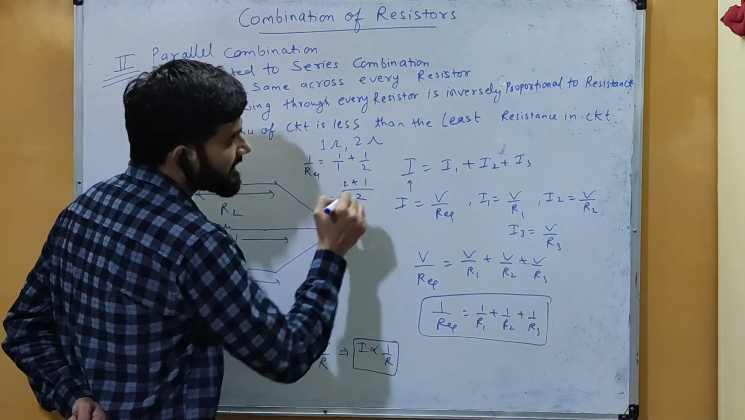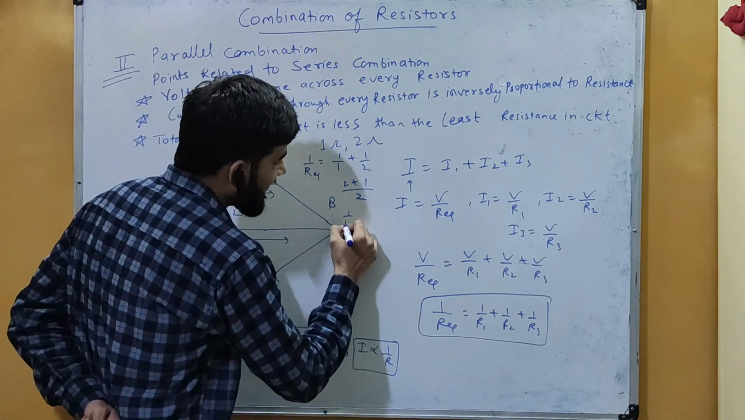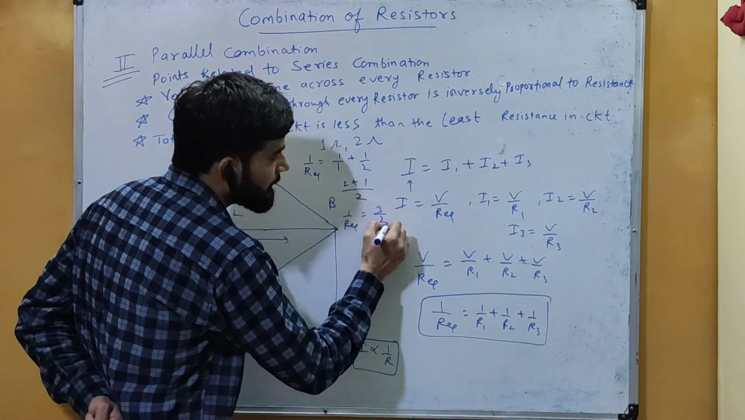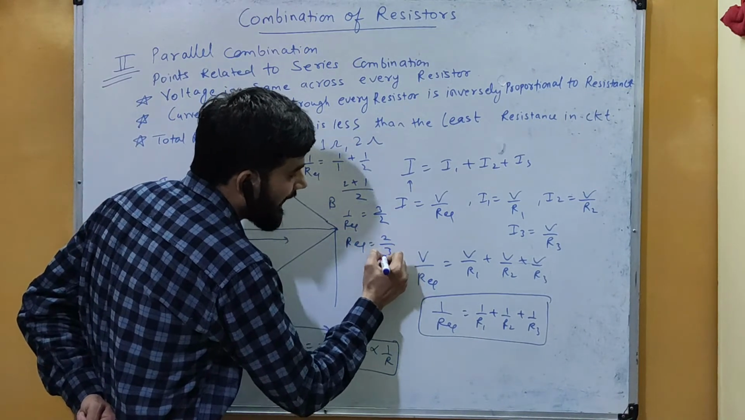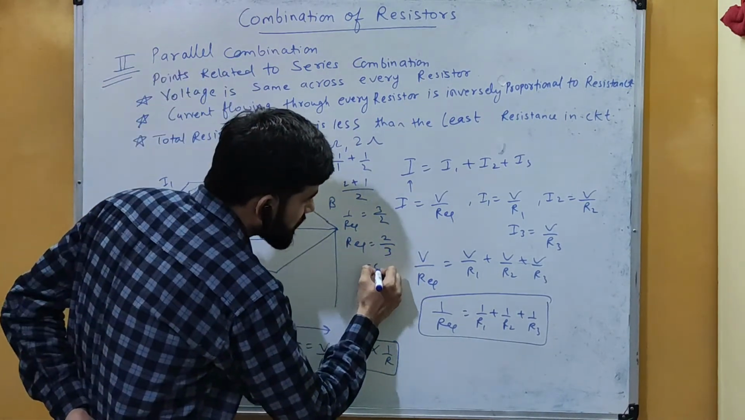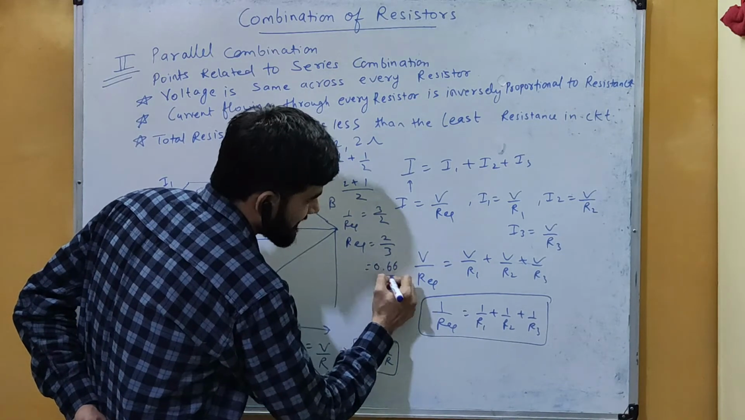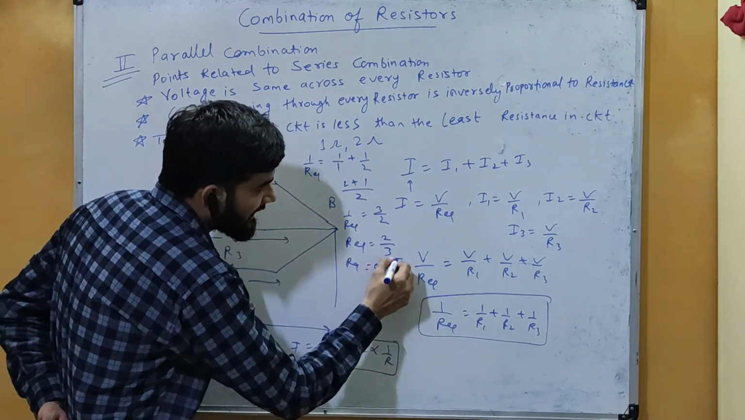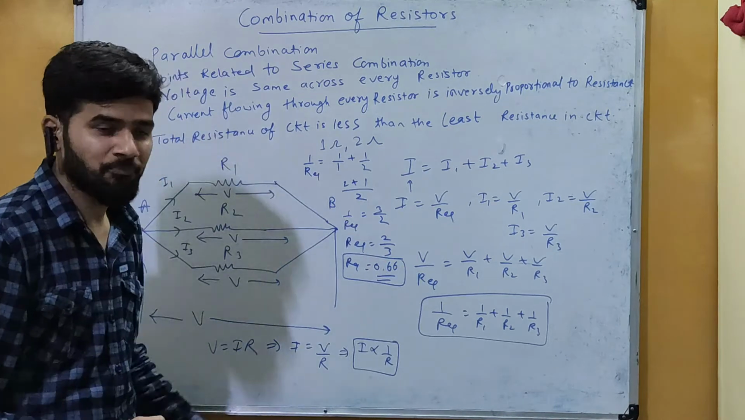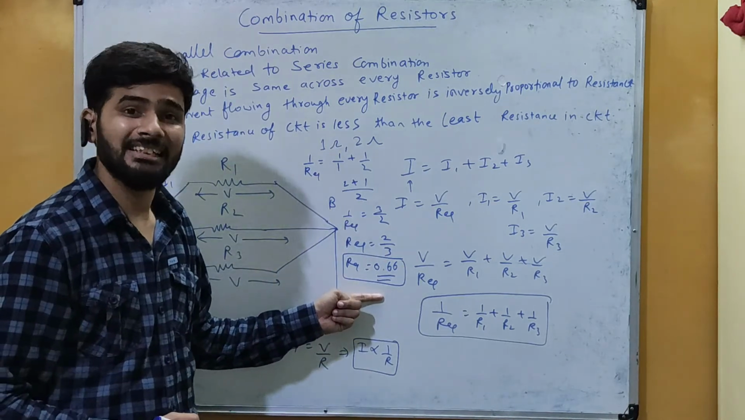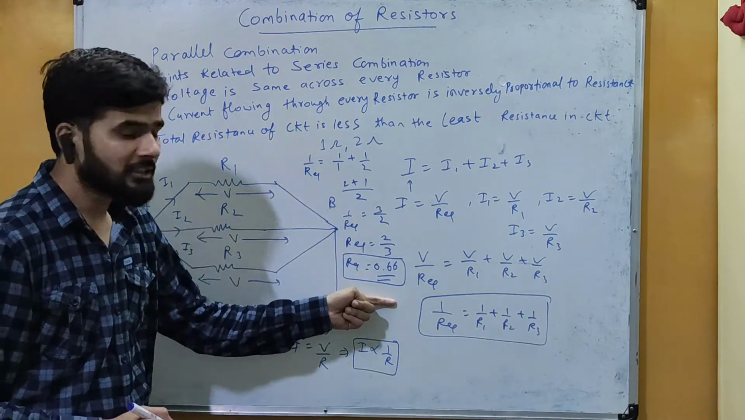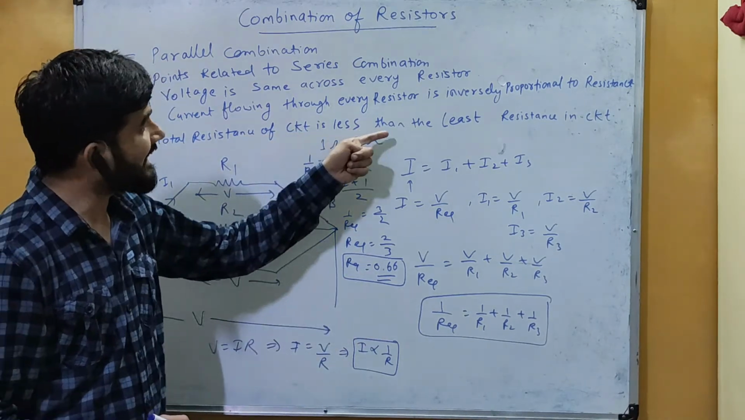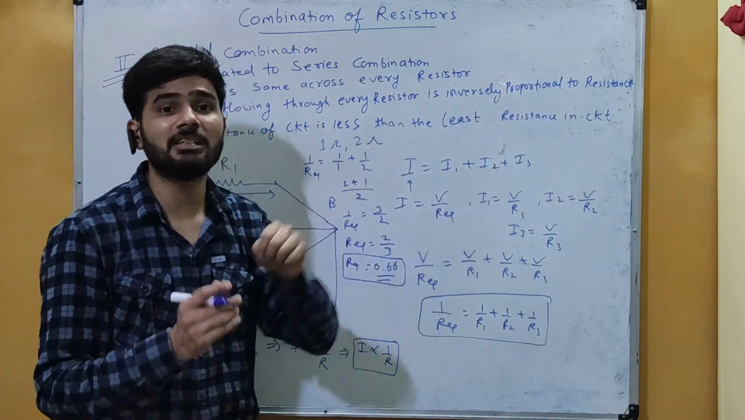So I can write here 2 plus 1. So I can write 1 by R equivalent is equal to 3 by 2. So I can write here this R equivalent is equal to 2 by 3, and that is equal to 0.66. Okay, so here what I am getting, the value of equivalent resistance, that is equal to 0.66. और यहाँ पर क्या है, the total resistance of circuit कितना है यहाँ पर 0.66, that is less than the least resistance in the circuit.